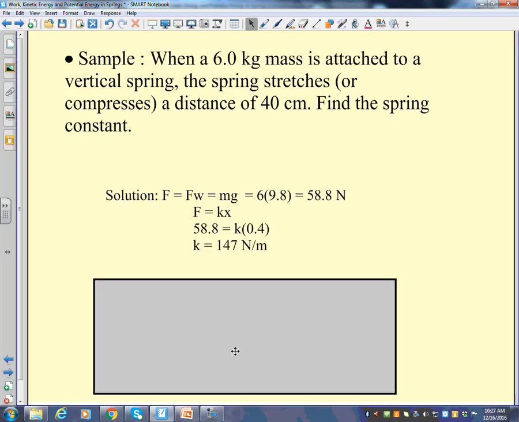Okay, so what is the force? Because it's vertical, we have 6 kilograms. It's going to be times 9.8 for our gravity. 6 times 9.8, we need 58.8 newtons.